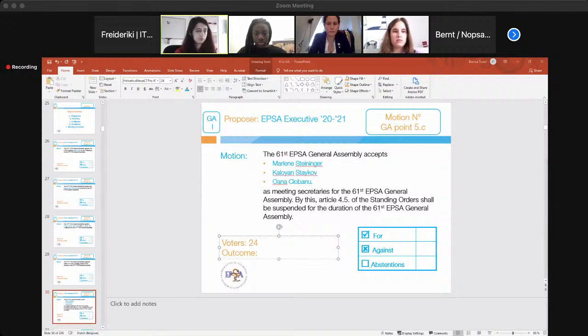Mihai, President: and I forgot to mention one short thing. We are suspending Article 4.5 in order to allow Oana Ciobanu to be one of the meeting secretaries, since Article 4.5 prohibits EPSA team members in taking this role. As a point of information to what Mihai said, EPSA officials are also forbidden to be meeting secretaries, so this also allows Marlena and Kaloyan.